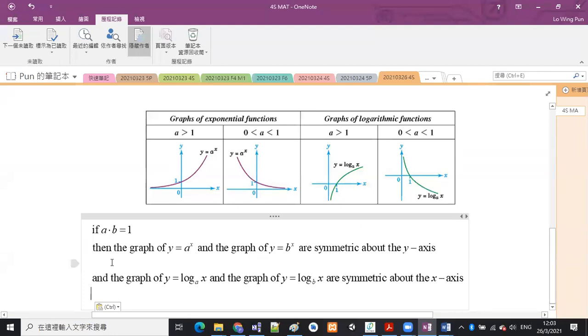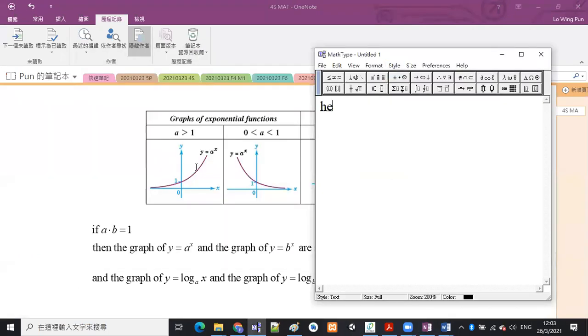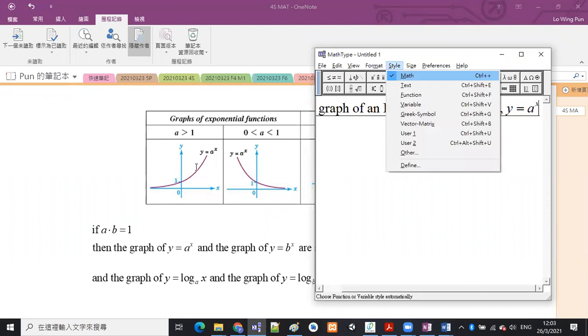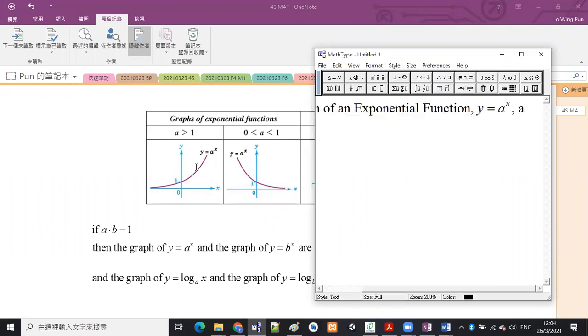For the exponential function's graph, I write it like this. The graph of an exponential function, that is y equals a to the power x, always passes through the point 0, 1.